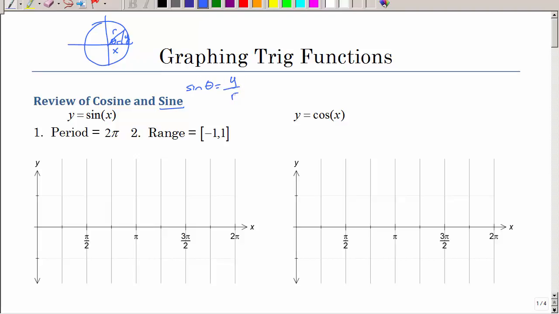And on the unit circle, r was always equal to 1. So we get this relationship that the sine of theta, or your angle, are the y values. And we concluded in a previous math class that it's a periodic function, that it repeats itself every 2 pi radians, or 360 degrees. It had a maximum value of +1 and a minimum value of -1. And you learned to plot the points. Let's look and see perhaps where that graph really came from.